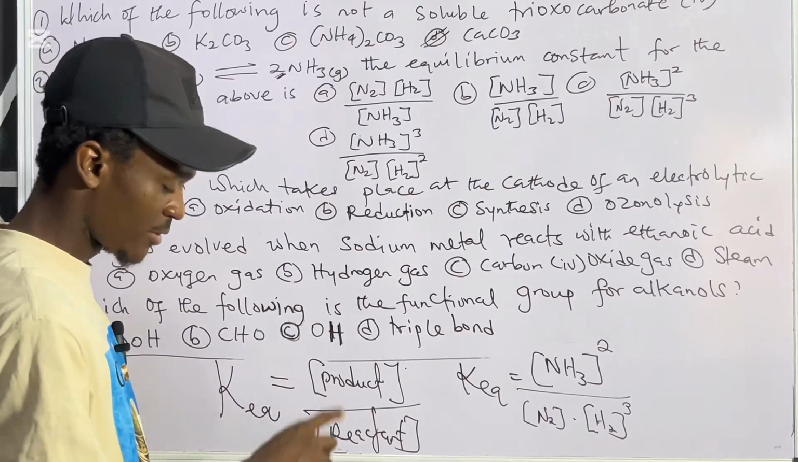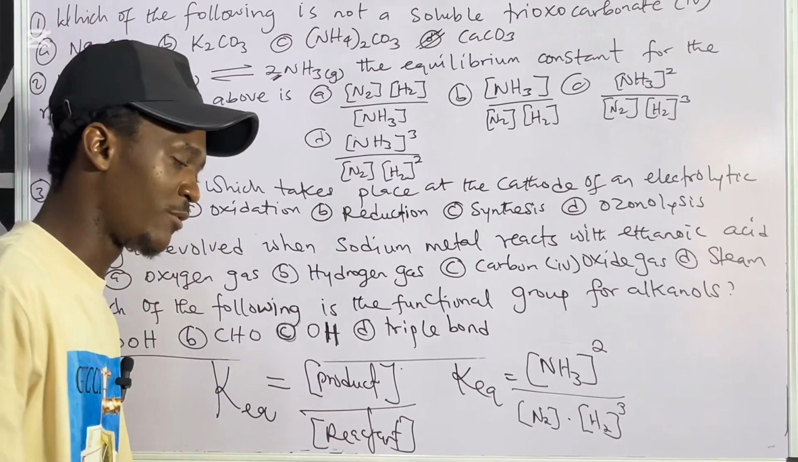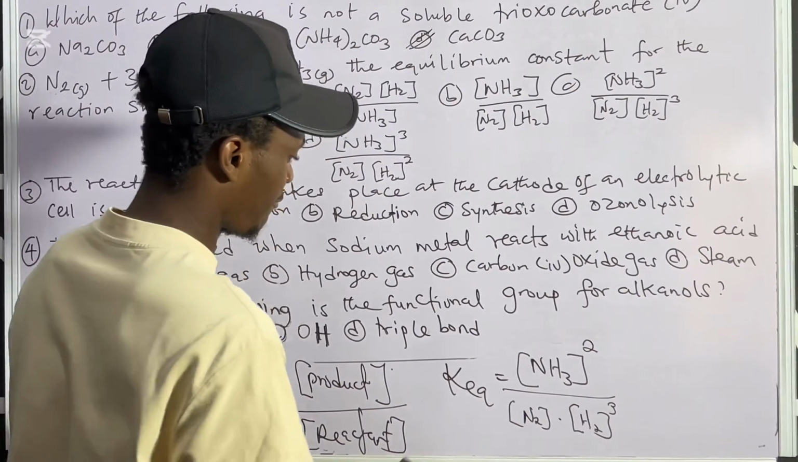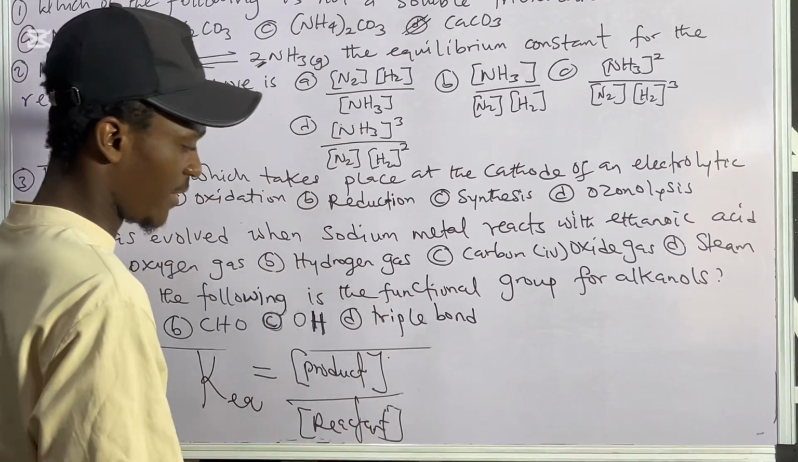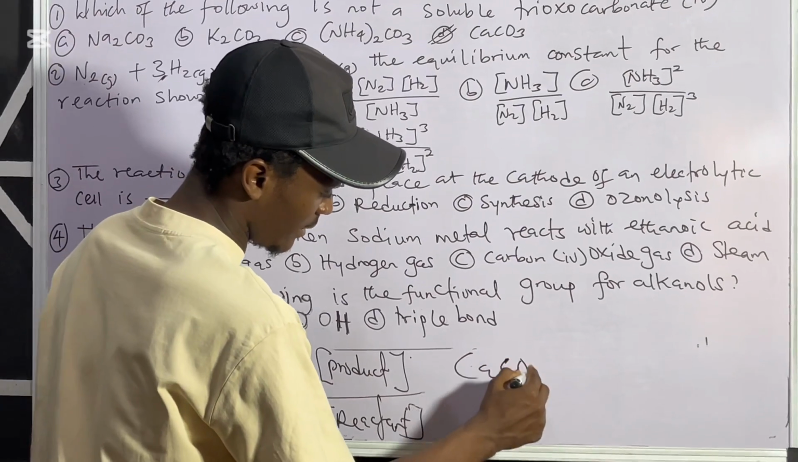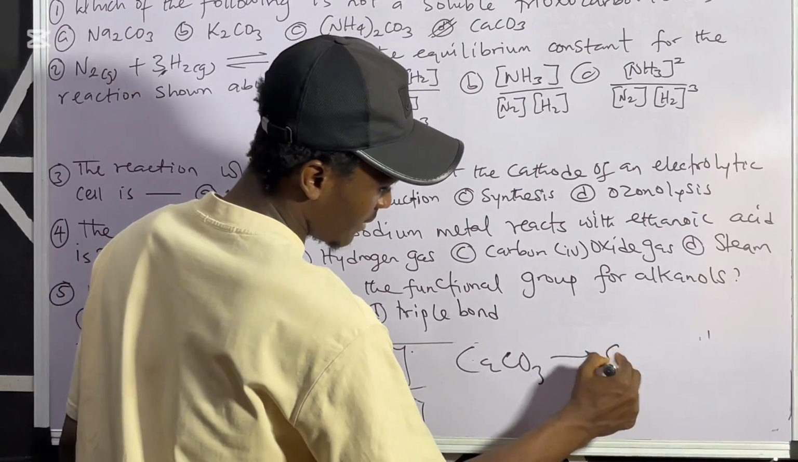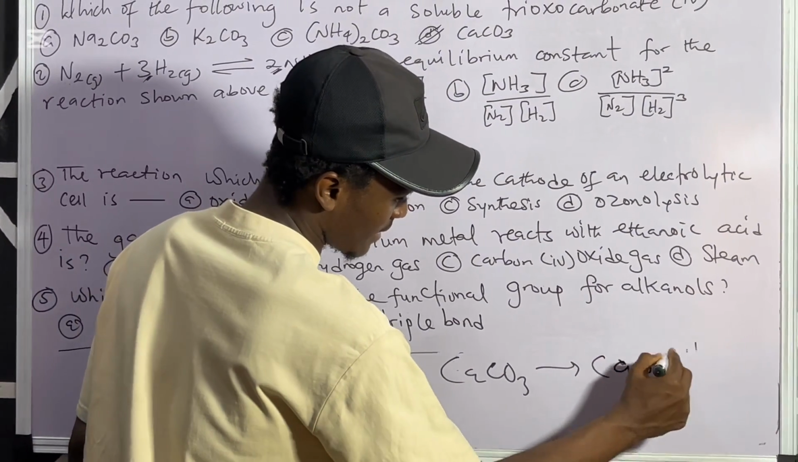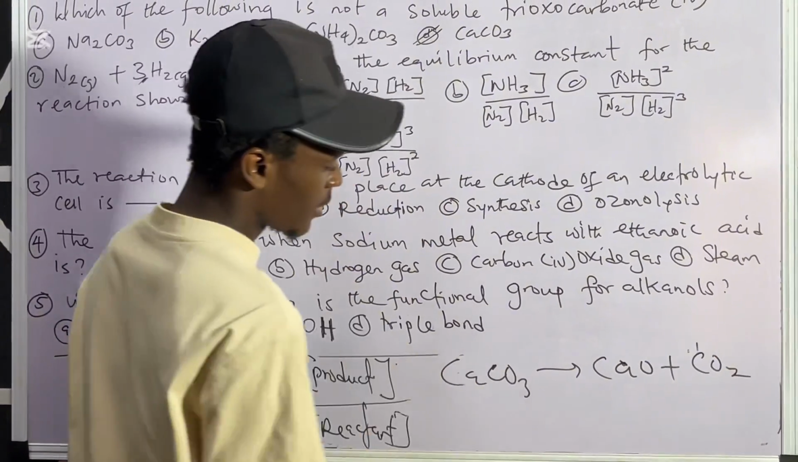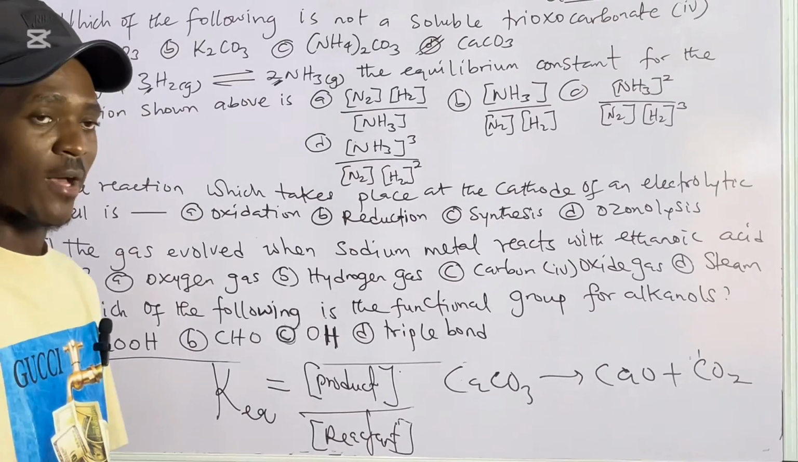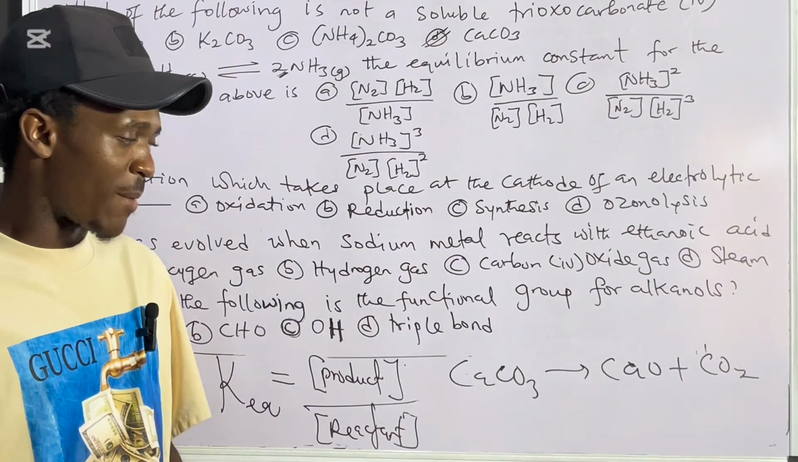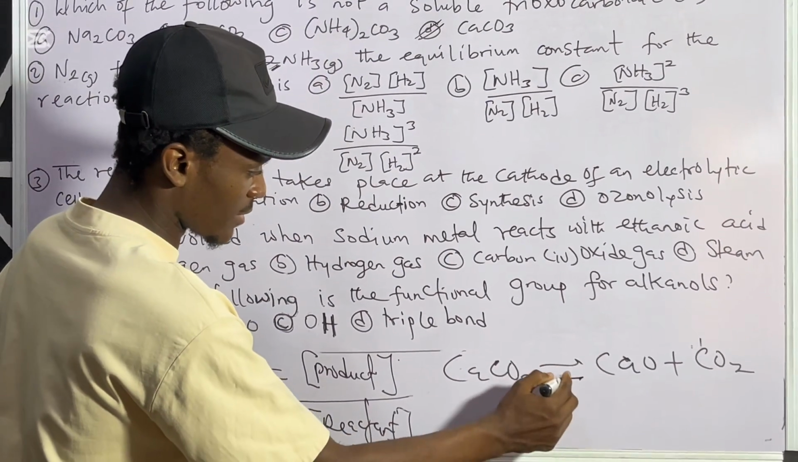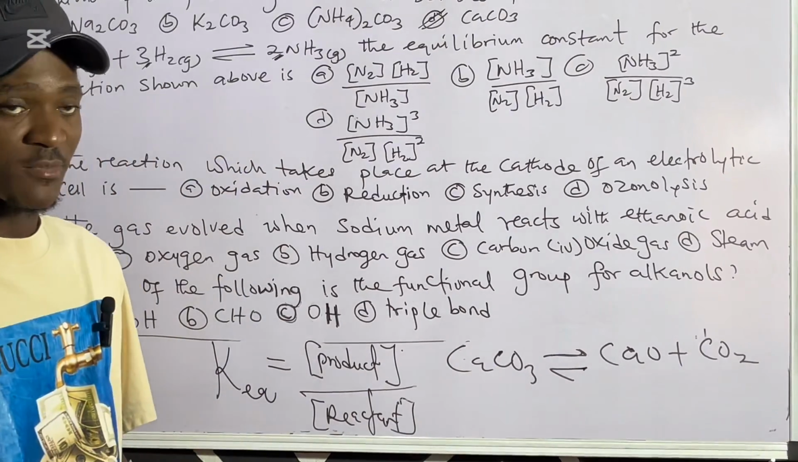All right? So take note of that. Okay, let me just give you an illustration of, let's say, a given question. CaCO3, then of course you have the metallic oxide and CO2. So looking at this, if you are told that you should represent this in equilibrium constant, how would you go about it? It's very easy.